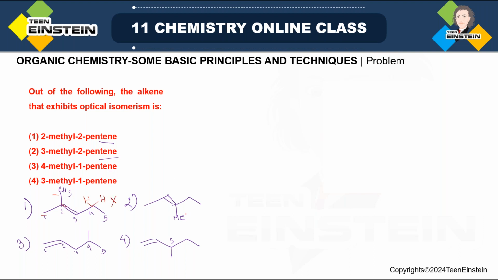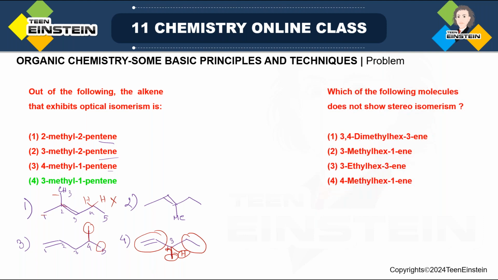In the second molecule, here also we do not have any chiral center. Third molecule: if you are thinking this center, that is C4, is a chiral center, it is not, because 2 similar groups are present, right? Now the last one, here this center is having a methyl group, an ethyl group, this vinyl group, and also a hydrogen. 4 different groups are present. That means this should show optical isomerism.